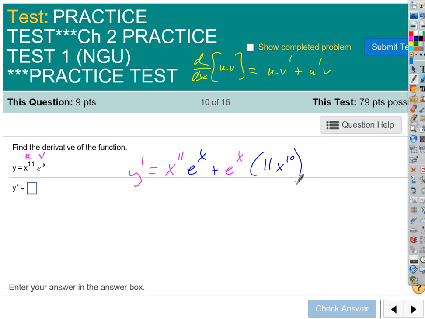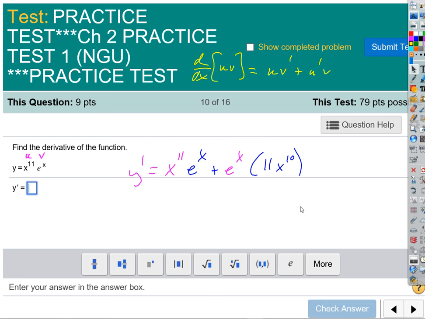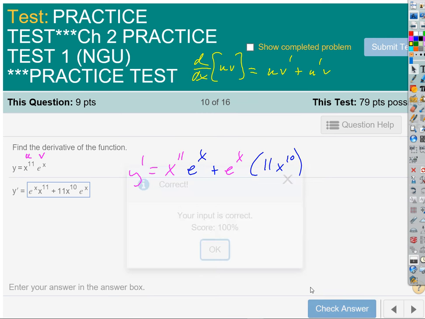So if we enter it, let's just verify, make sure I'm telling you the truth here. So if we enter this as e to the x times x to the 11th plus 11, and let's even mess up the order, we'll make it 11 x to the 10th times e to the x. That should be fine. Okay, no problem.